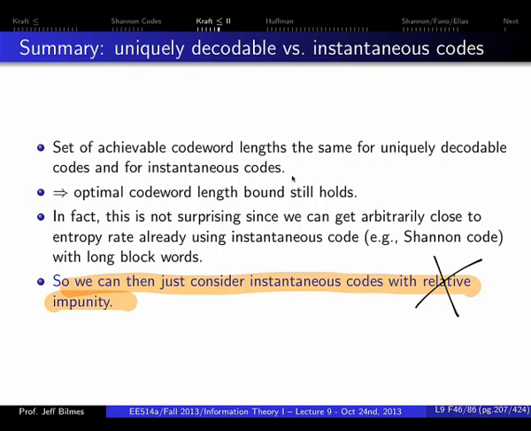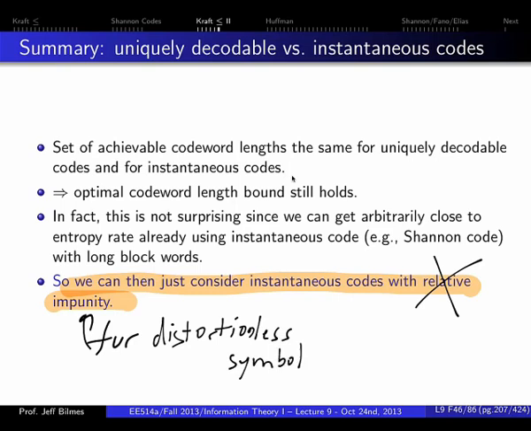So let me clarify that. For distortionless symbol codes. That's not "for," it's "for." Okay. Any questions?